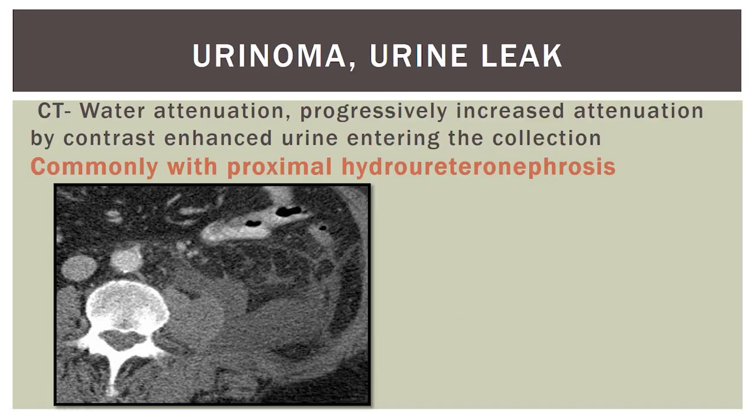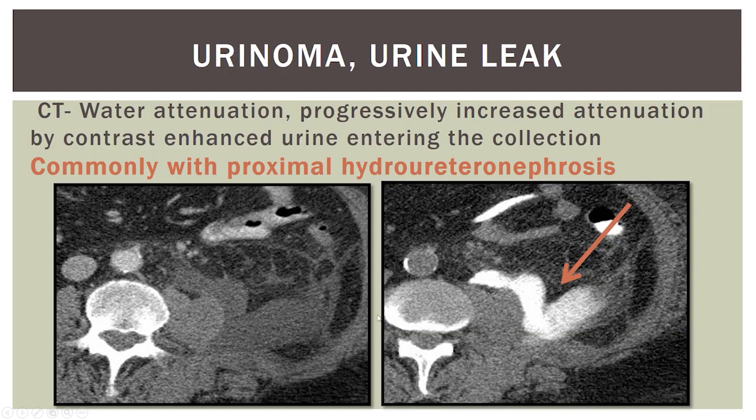Urinomas are water attenuation collections that progressively increase in attenuation by contrast-enhanced urine entering the collection. When in doubt, you can always bring the patient back and prove that this is a urinoma by contrast-enhanced urine filling the collection. This case was brought back after 2 hours. Commonly, there's proximal hydroureteronephrosis, since the collection gives mass effect on the mid-ureter.